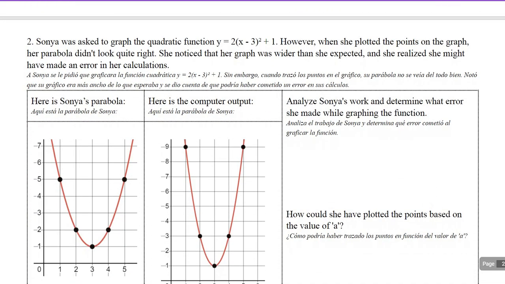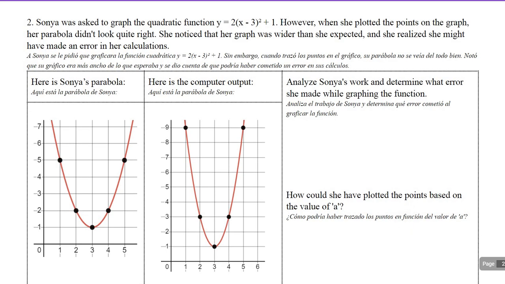So this one says, Sonia was asked to graph the quadratic function y equals 2(x minus 3) squared plus 1. However, when she plotted the points on the graph, her parabola didn't look quite right. She noticed that her graph was wider than she expected, and she realized she might have made a mistake in her calculations. So, this is Sonia's graph, and I think it looks good.